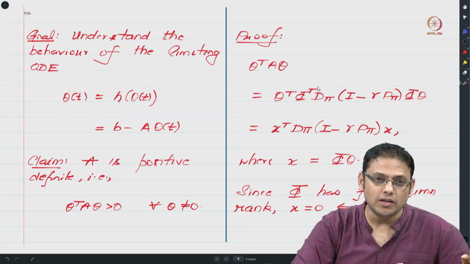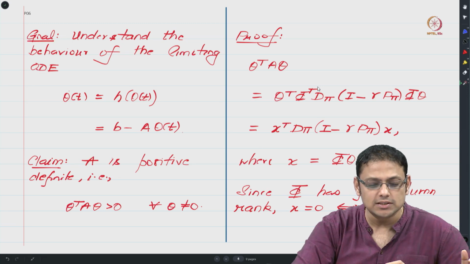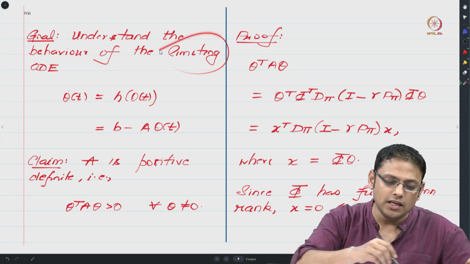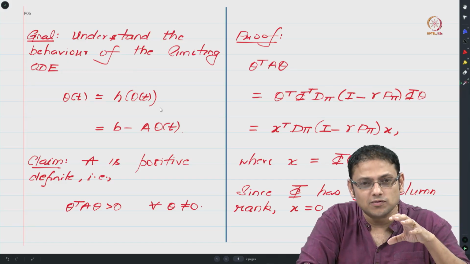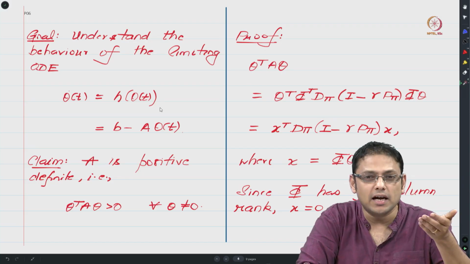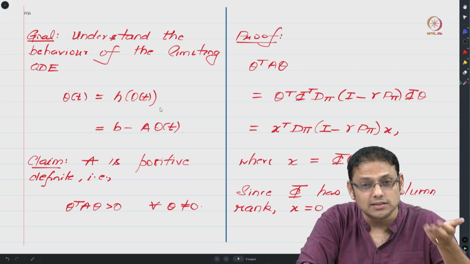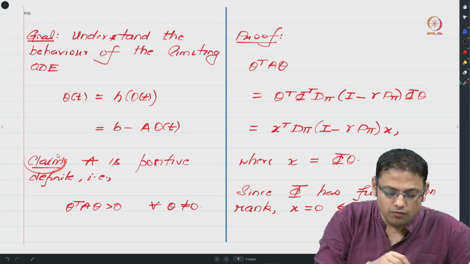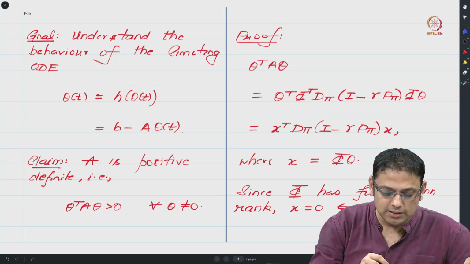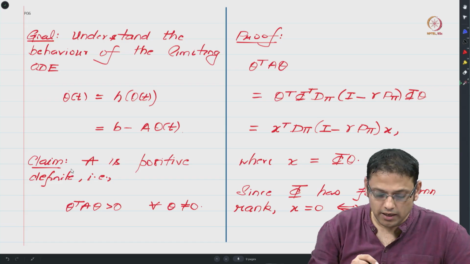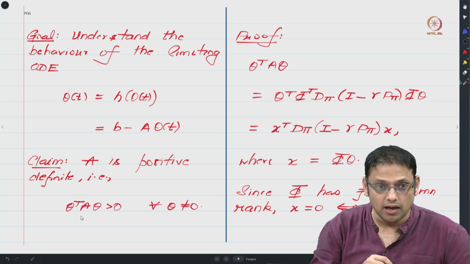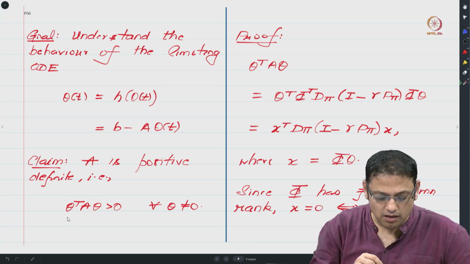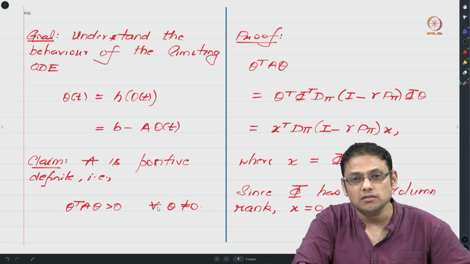Is this okay? So now given this issue, what we will try to do is understand the behavior of the limiting ODE, that is theta dot equals H of theta of t, and based on our understanding of the solution trajectories of this limiting ODE, we will make a guess about the asymptotic behavior of the iterates generated by the TD0 algorithm itself. So towards that we will first make the following claim, that this matrix A, even though it is not symmetric, is positive definite, which means that if you take theta transpose A times theta, then this scalar will be greater than 0 for all theta which is not equal to 0.